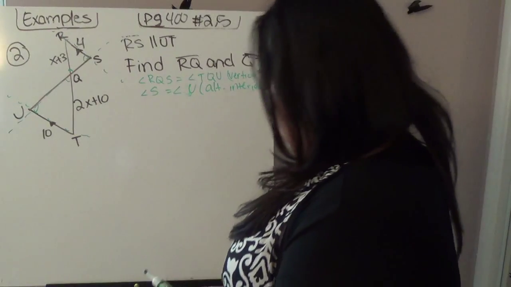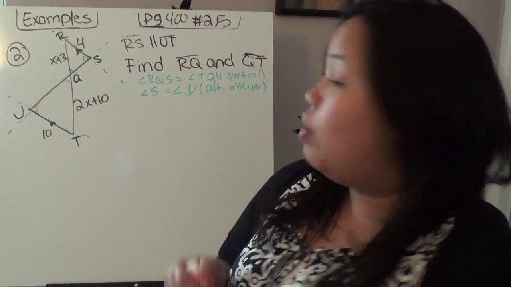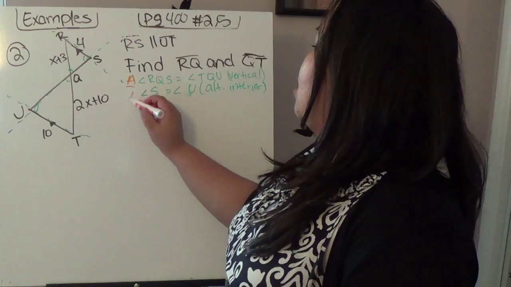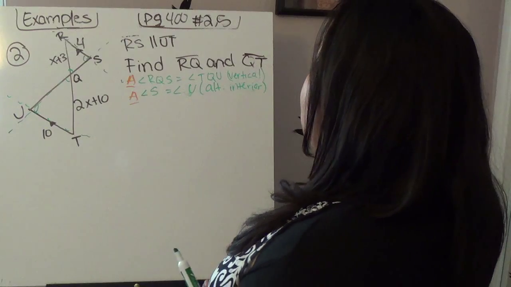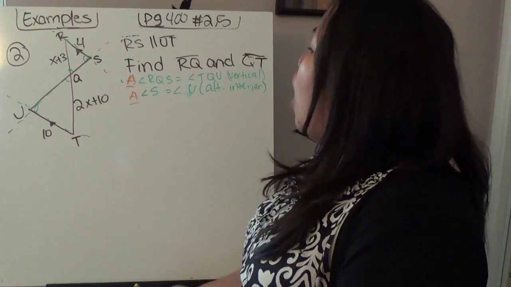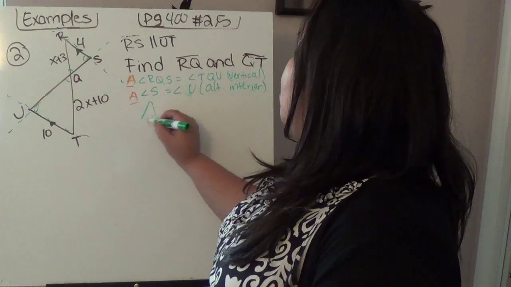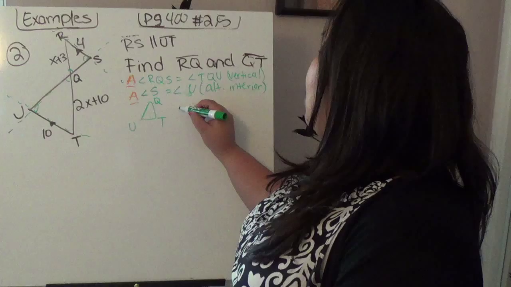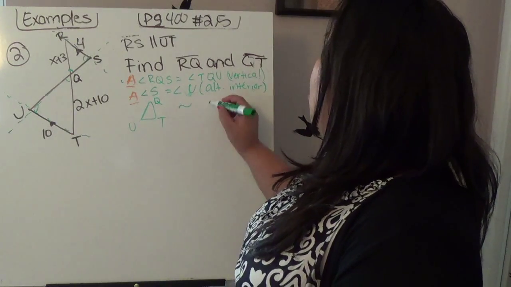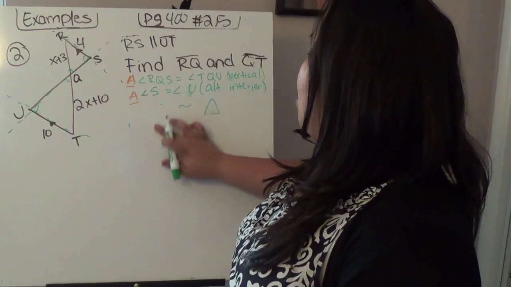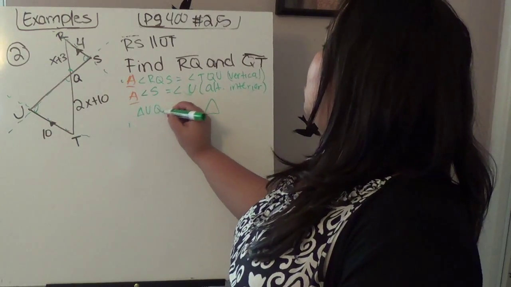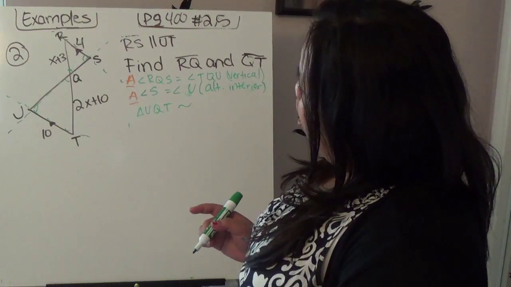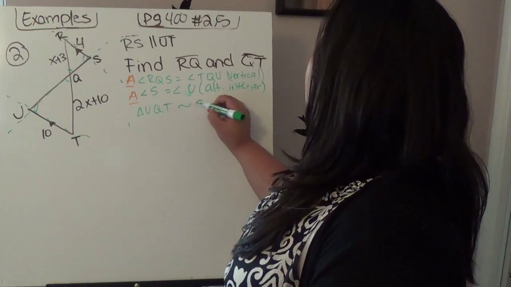So just like we did when we're trying to prove 2 angles congruent, this is an angle, right? This is an angle. And if you go back on your notes, if I can prove 2 angles are congruent, automatically I can say that triangle UQT is similar to triangle SQR.